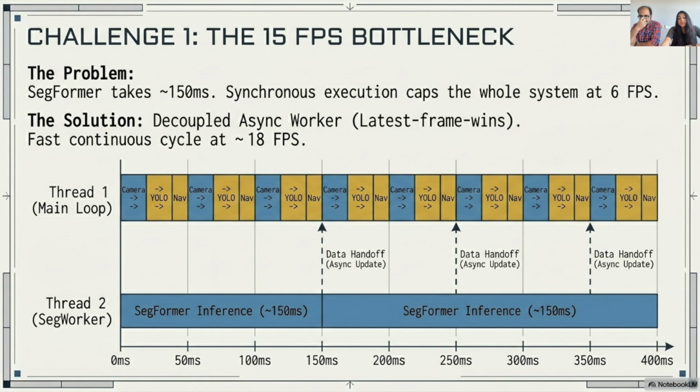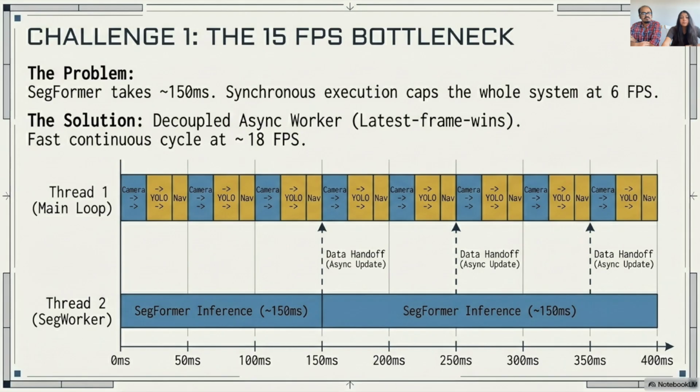There were three engineering challenges that made this architecture really matter. I'm going to discuss a little bit about the first, which was the 15 frame per second bottleneck. SegFormer B0 takes 150 milliseconds, as we described earlier. In a naive synchronous pipeline, that single call caps the entire system at 6 frames per second.